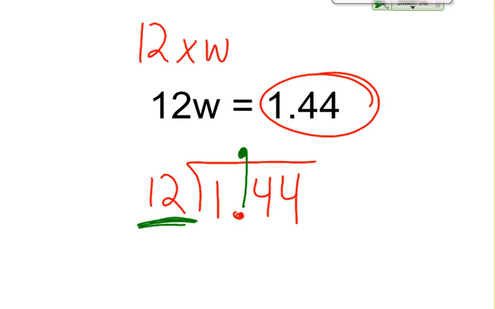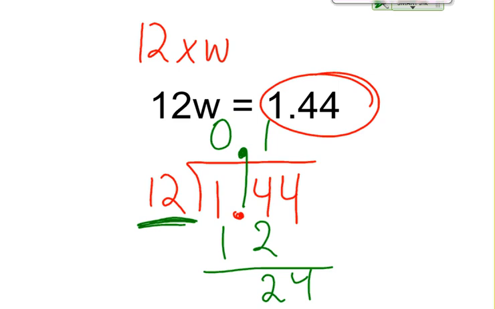12 goes into 1, 0 times. 12 goes into 14, 1 time. 1 times 12 is 12. And we can subtract and we can get a 2 and a 4. 12 goes into 24 2 times. And of course that's going to cancel that out to get a final answer of w equals 0.12. So we have that idea.